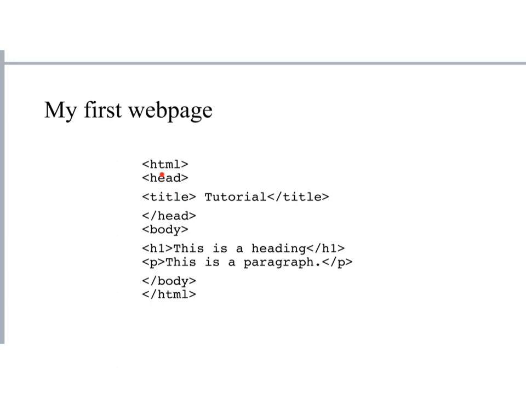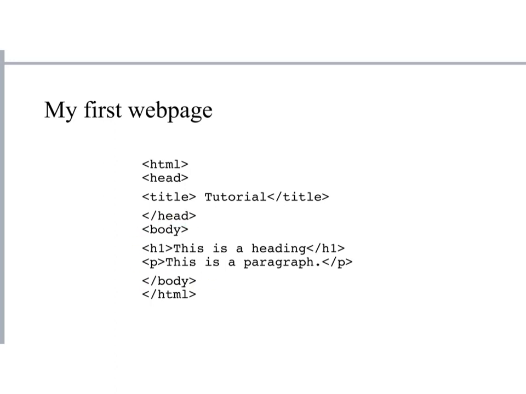The second tag that we would use is the head, and again we close the head. Inside the head we can have the title of our web page. Now the title is not a heading, this is not shown in the content of the page, this is actually shown at the top bar of our browser. Then we have the body.